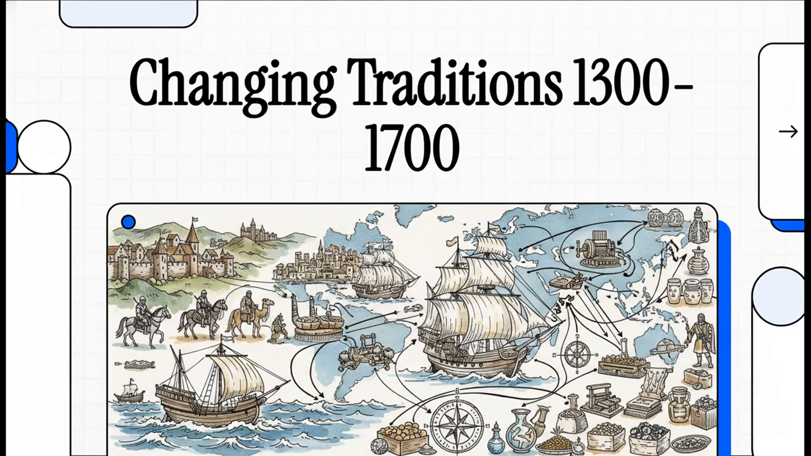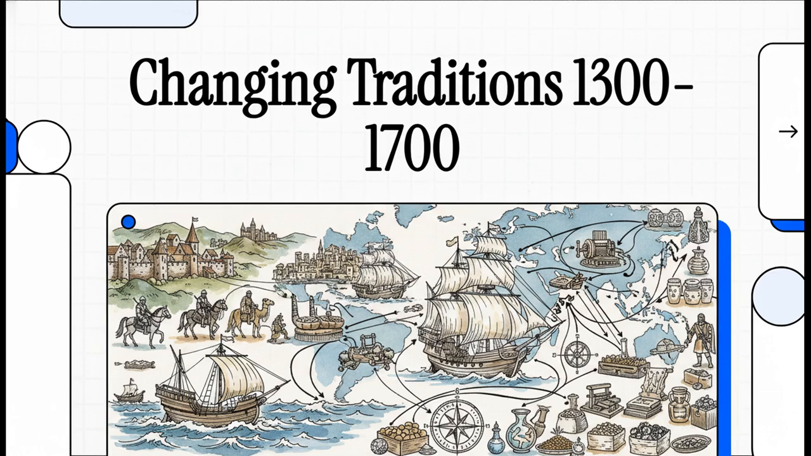Have you ever looked around at our hyper-connected, globalized world and wondered, well, how exactly did we get here? How did we go from isolated medieval castles to this? Today, we're embarking on a sweeping, cinematic journey through time. We're going to zero in on the centuries between 1300 and 1700.